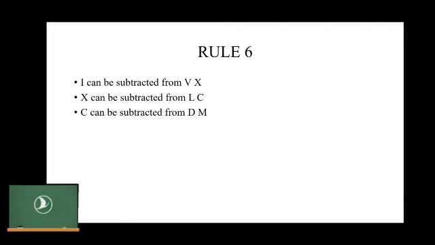Rule 6. Numerals like V, L, D can never be subtracted or repeated. In rule 2 itself, we got to know that V, L, D can never be repeated. I can be subtracted from V and X, and X can be subtracted from L and C. C can be subtracted from D and M.